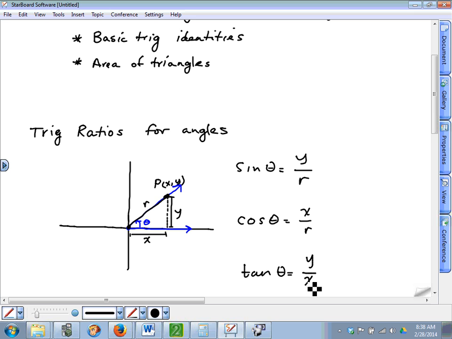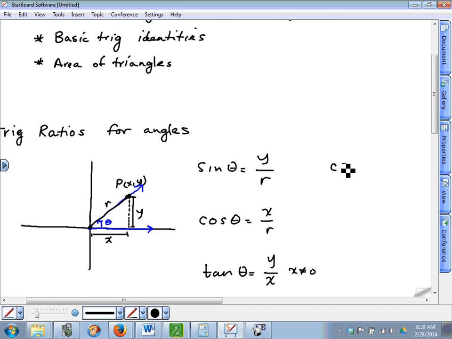is y over x. And we have to clarify something right here. X cannot be 0. We don't have to specify that for sine and cosine because r is never going to be 0. It's always going to have a positive value, because the point is never going to be on the origin. So there is always going to be some distance between the origin and that point. But x and y could be 0. So in case x is 0, this tangent will be undefined.